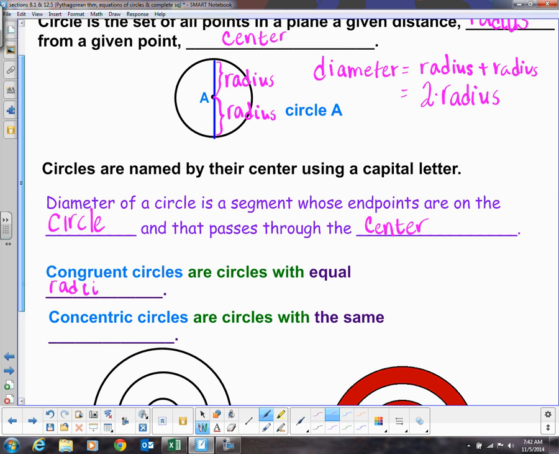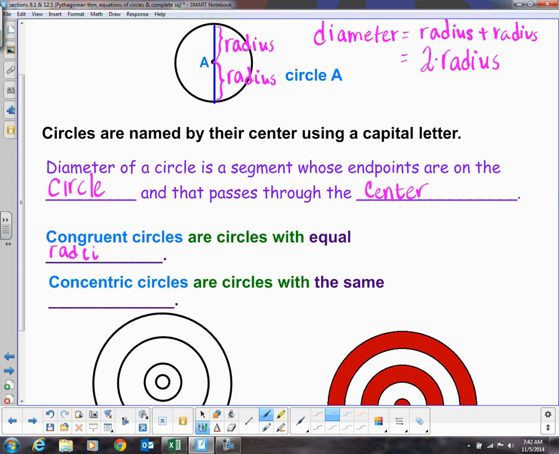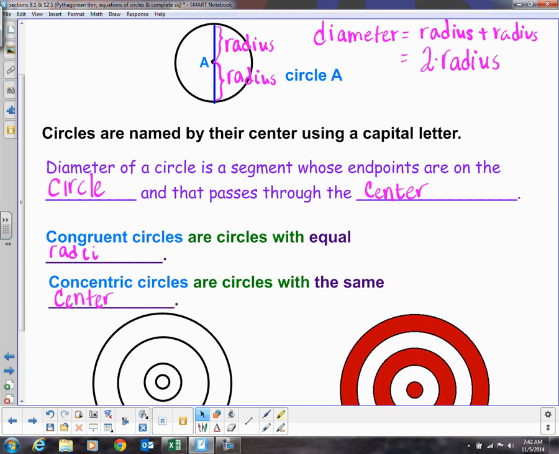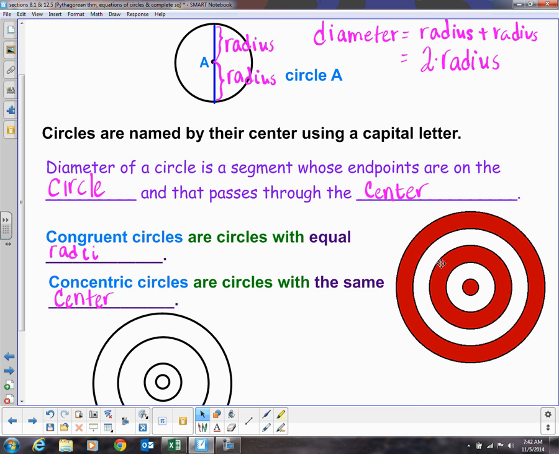Concentric circles, that's the target symbol, are circles with the same center. But in order to be concentric, they have to have different radii. So there is a real-life example of concentric circles that you will see many, many times from now until January 1st. They've already started advertising with a present and a little dog.